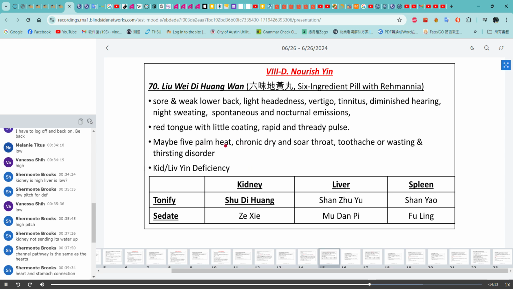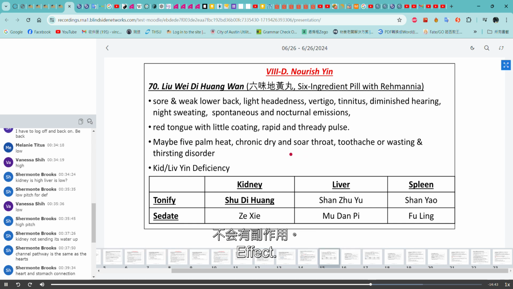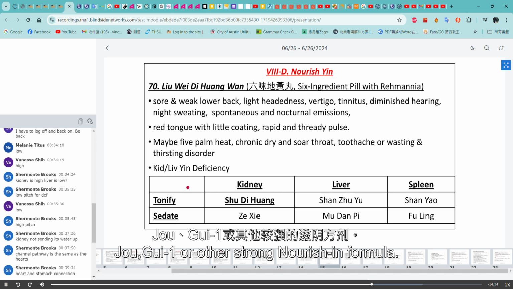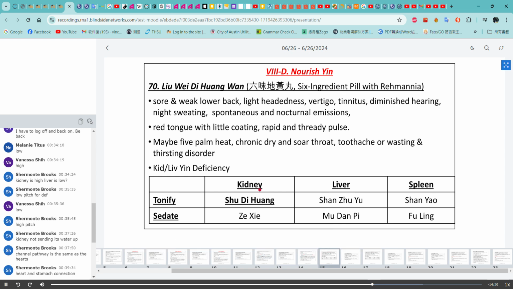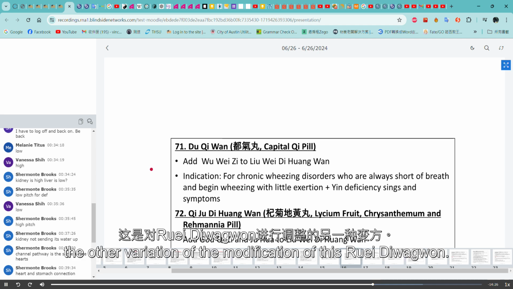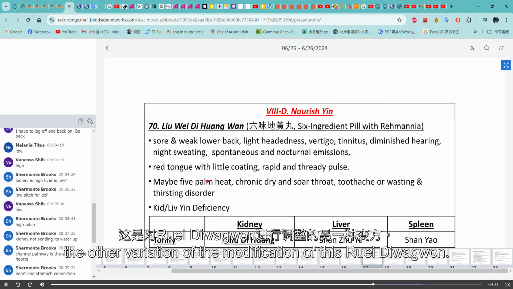So that's why Liu Wei Di Huang Wan is a pretty safe formula, and you can take it long term without any side effect. This is the benefit of Liu Wei Di Huang Wan compared to the other strong yin nourishing formulas, right? And the others are variations or modifications of this Liu Wei Di Huang Wan.